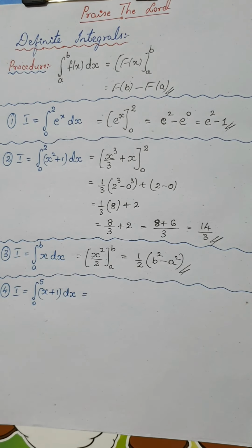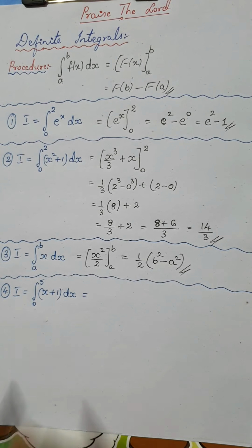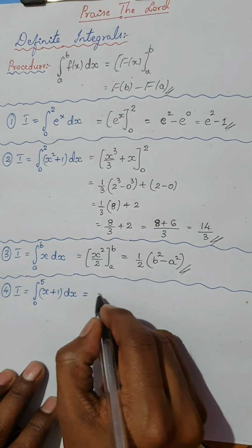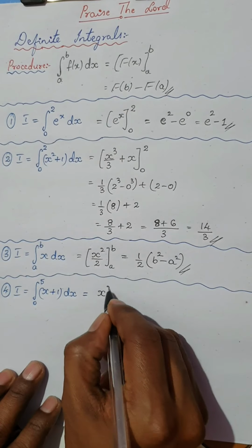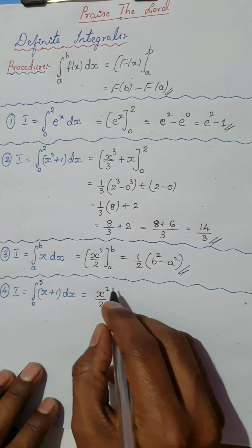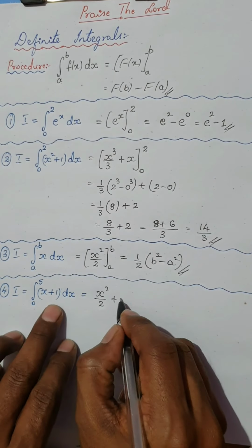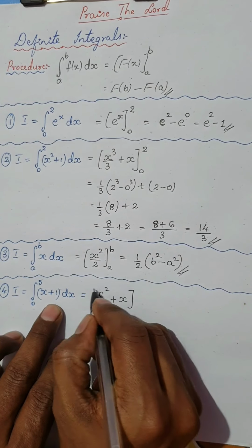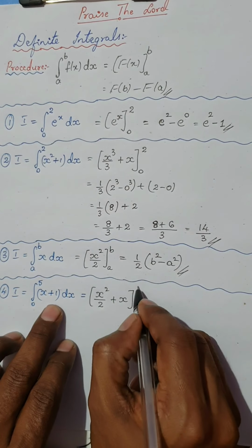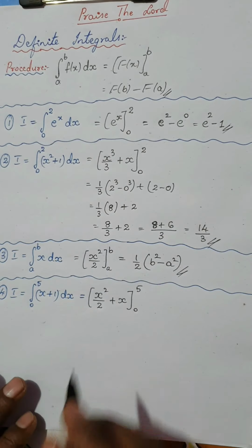The next integral we have is the integral from 0 to 5 of x plus 1 dx. Okay, so let us integrate. Integral of x would be x square divided by 2, plus integral of 1 would be x. So this is integrated within the limit 0 to 5. Please be very careful.